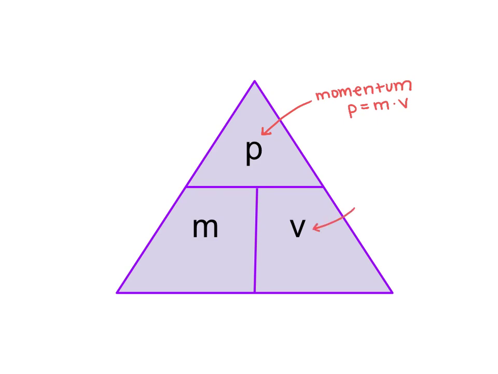V, like we learned in our last unit, is velocity. And if we covered up the V, we're left with P over M. So that's P divided by M. And then M is going to be our mass. And again, if we use our triangle, we'll cover up the M, and we're left with P divided by V. Okay, so we can use that equation to solve for 3 different things: the momentum, the velocity, or the mass.